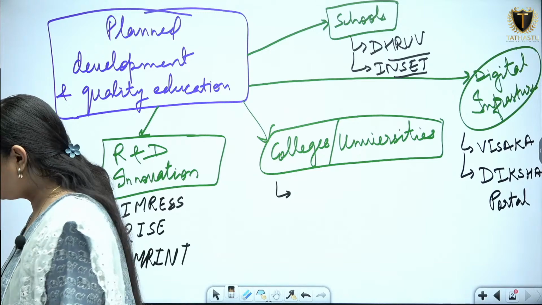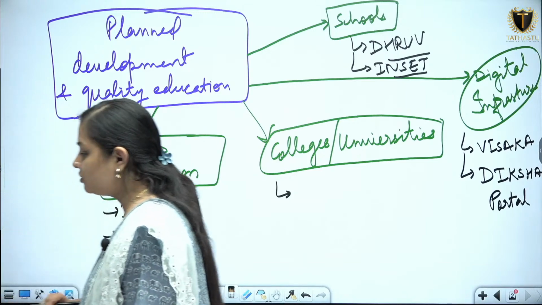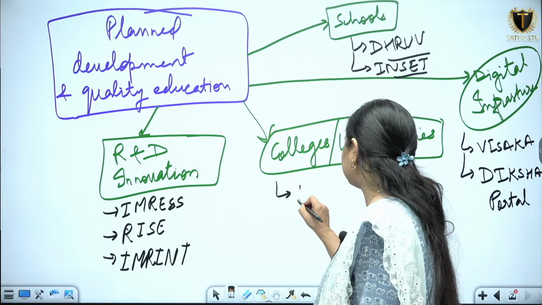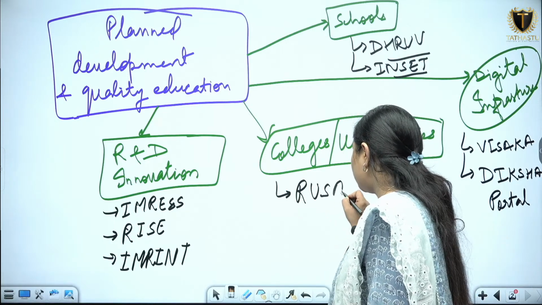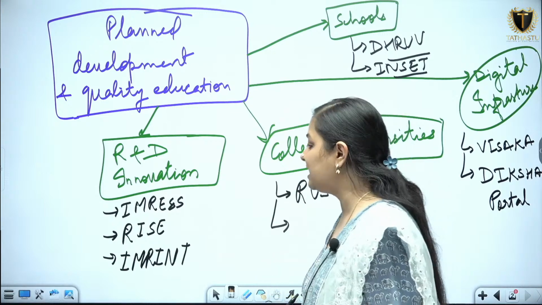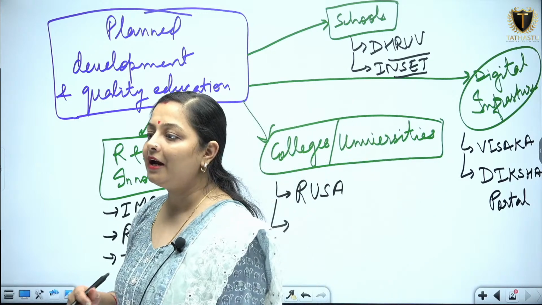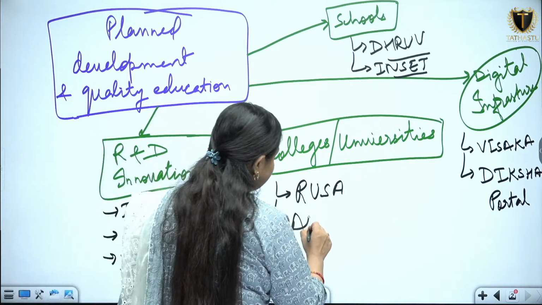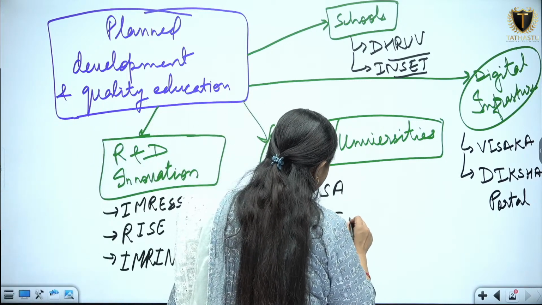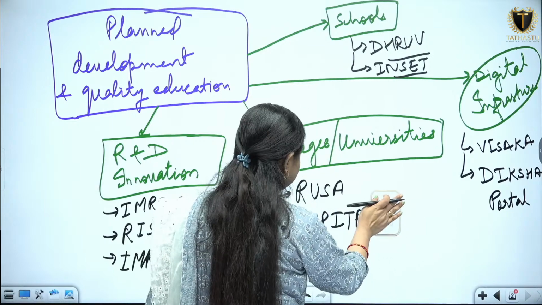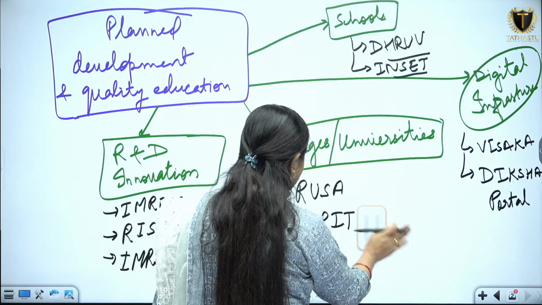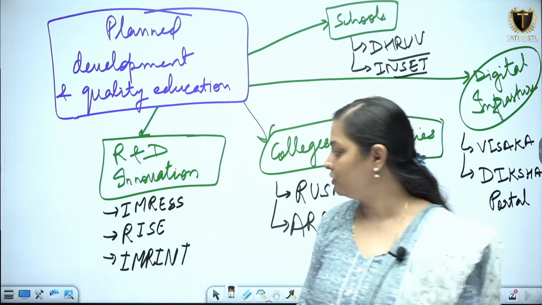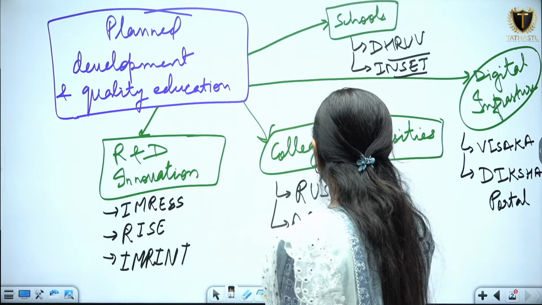So when it comes to the colleges and universities, there is the Rashtriya Uच्च Shiksha Abhiyan. ठीक है, Rashtriya Uच्च Shiksha Abhiyan. So we have this RUSA, and apart from that we have Arpit also. Okay, Arpit hai. So all these done.